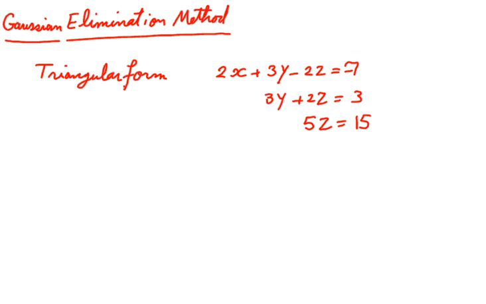This is called triangular form for obvious reason. It looks like a triangle on the left-hand side. This side of it looks like a triangle. Of course, when we write our equations, we put the variables underneath each other. All the x's occupy the first column, then the y's, then the z's.